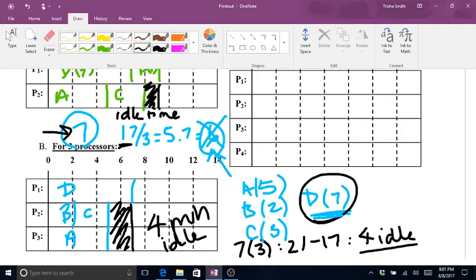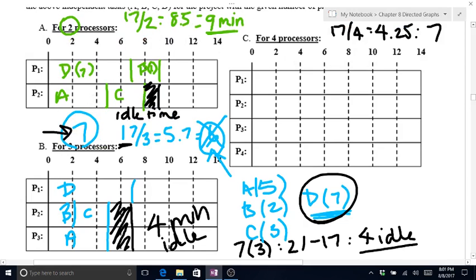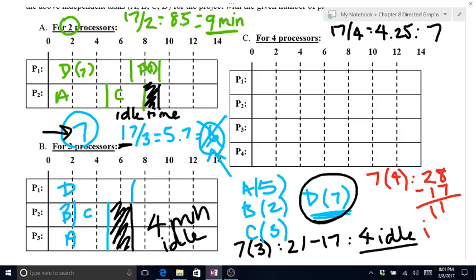So let's go ahead and actually calculate the idle time before we actually schedule these this time. So I've got 7 minutes and 4 processors. That's 28 total minutes, minus 17 that it should take. So we should have 11 idle at the end. Let's go ahead and schedule these and see what we got.